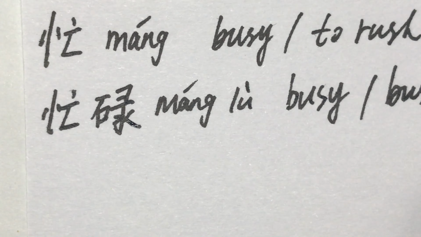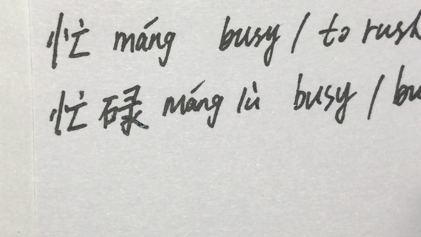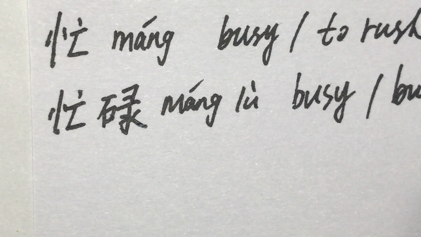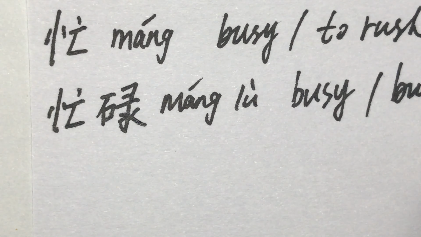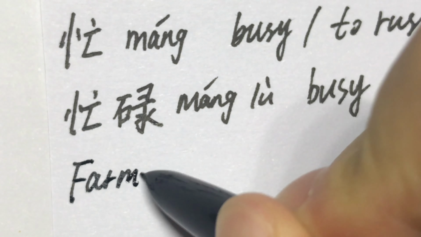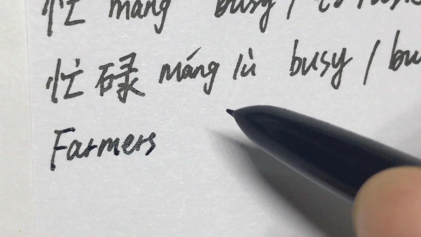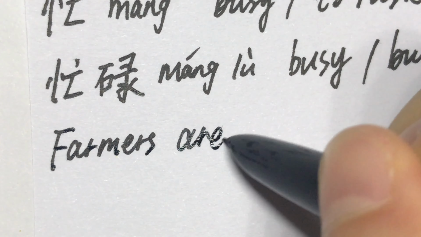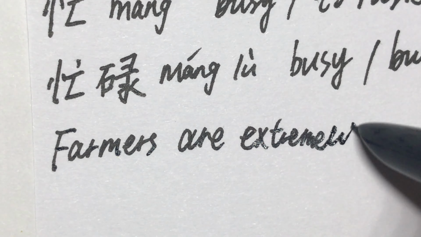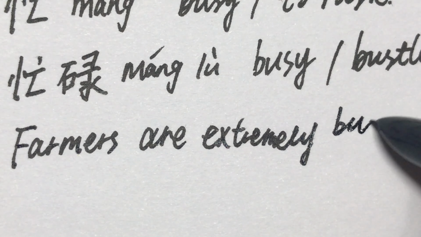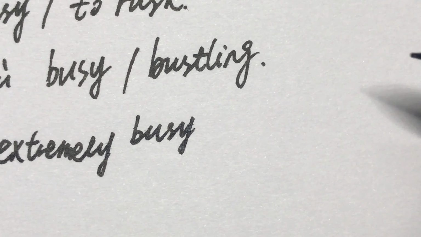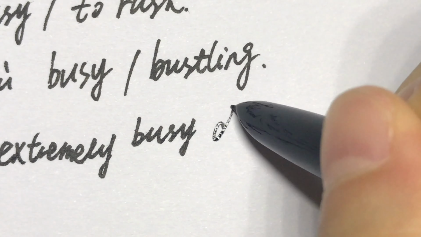Now check this sentence. Farmers are extremely busy during the harvest. 农民在收获的季节里十分忙碌。Farmers are extremely busy during the harvest.